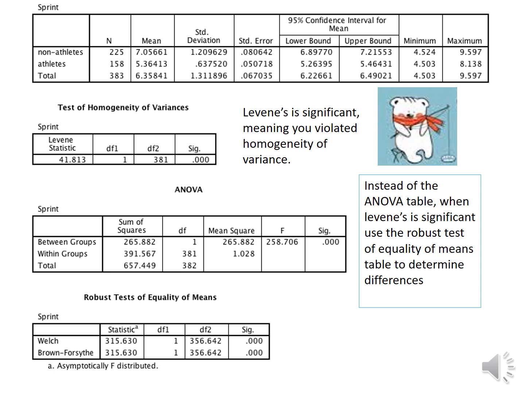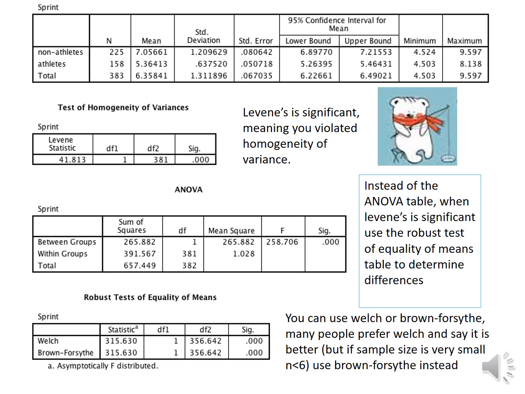So if ever the Levene's test is not significant, meaning it's 0.05 and above, then we can use the values as indicated here. Since it's not significant, we use the values here. Specifically, we choose whether Welch or Brown-Forsythe. Many people would prefer Welch and say it is better. But if the sample size is very small, meaning lower than 6, then you can use Brown-Forsythe.